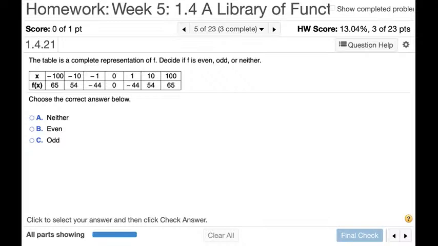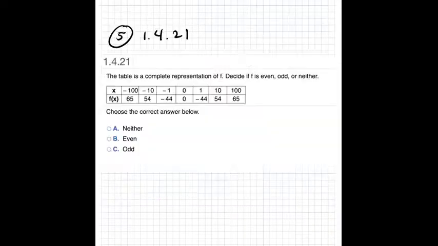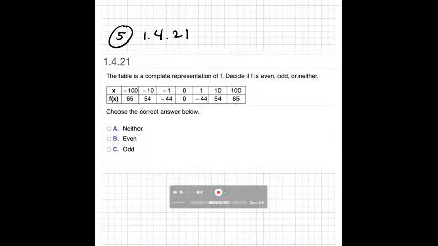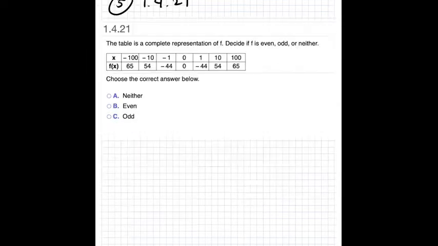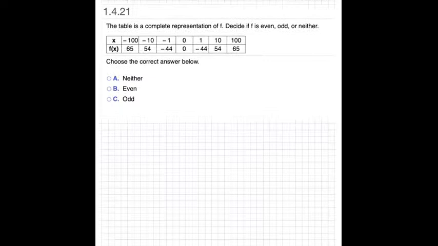All right, and let's see what we are showing here. So this is a screenshot that we just took. Okay. So it says the table is a complete representation of f. Decide if f is even, odd, or neither. Right. And we have these numbers. So here are the notes that I wanted to share.